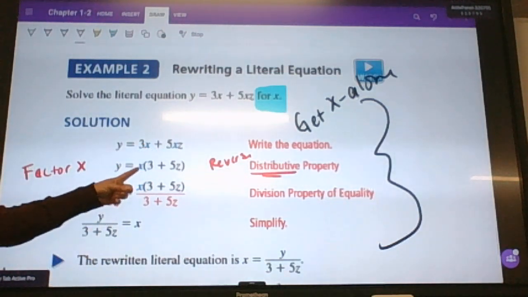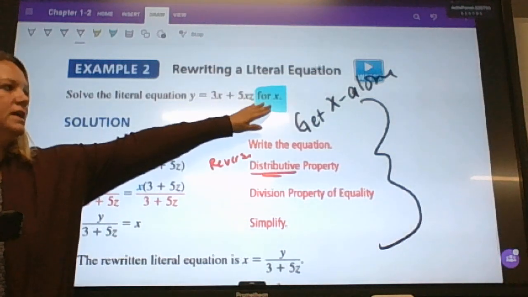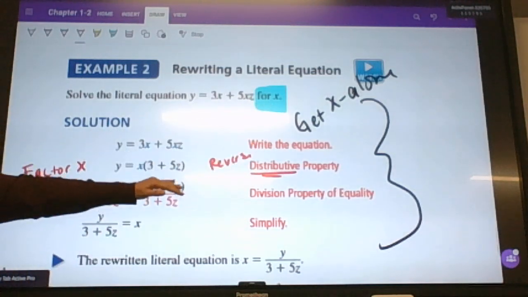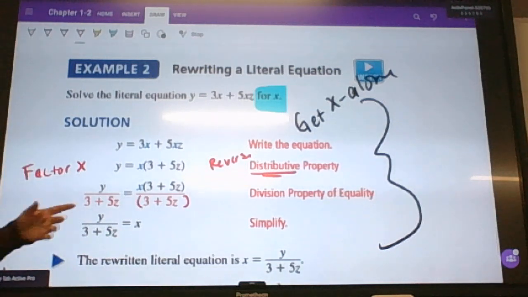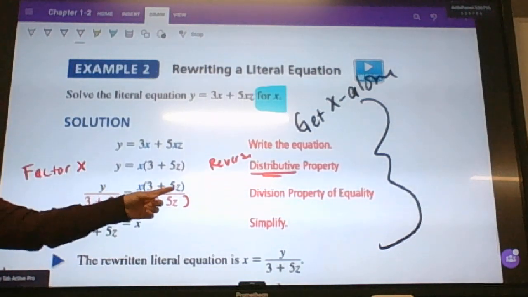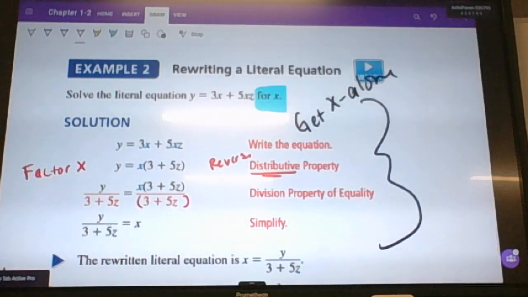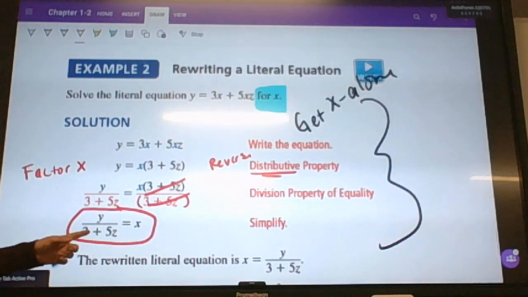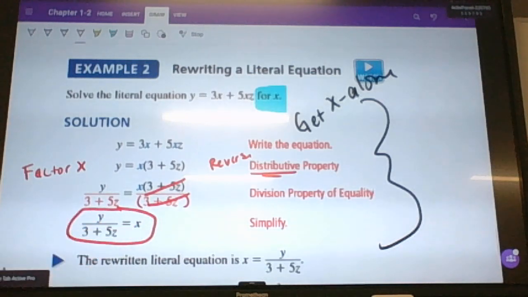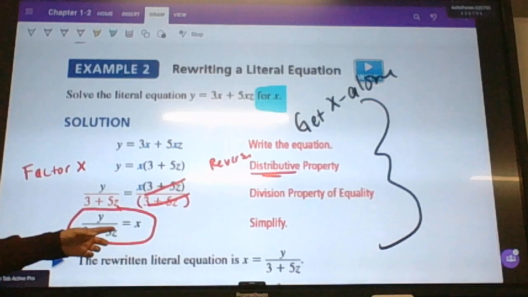Now that it's out here, again, this one says we're getting x alone. They're dividing an entire expression all at once. This is x times 3 plus 5z. So they're dividing it on both sides. It cancels. And this is the answer. Y divided by 3 plus 5z equals x. X is alone. Everything's been moved around the x alone.